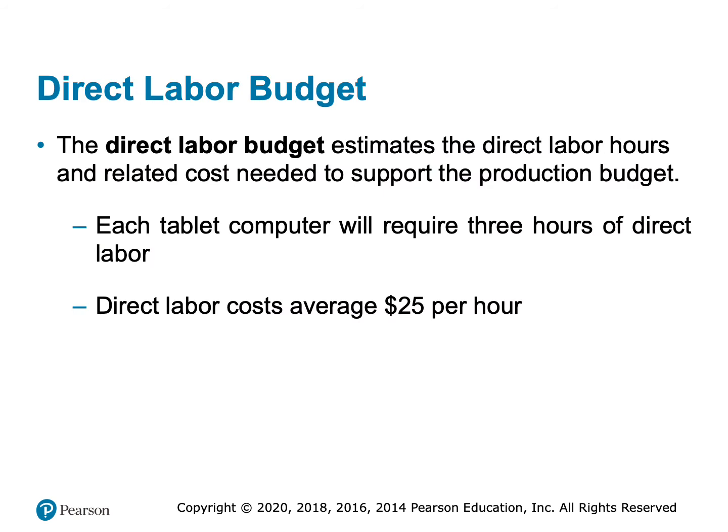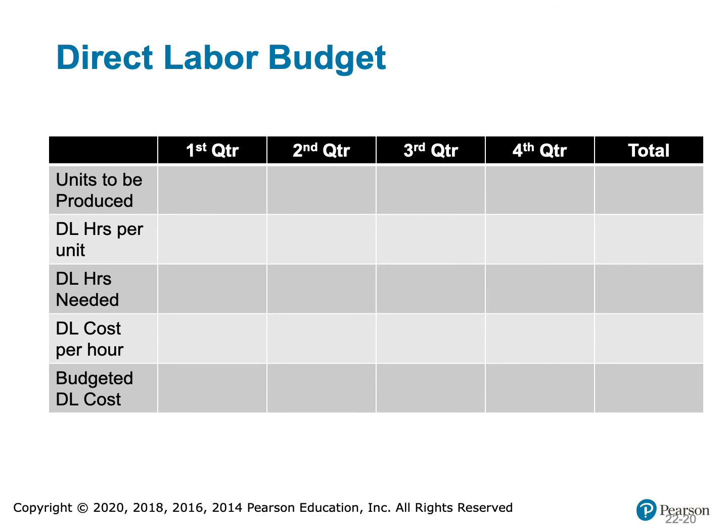So now that we've got the materials budget done, we need to do the labor budget. The labor budget is much easier because we don't have any inventory to deal with. For the labor budget, we are told that each tablet will require 3 hours of direct labor, and the direct labor average cost is $25 per hour. So we're going to go back to our production budget to pull this data.